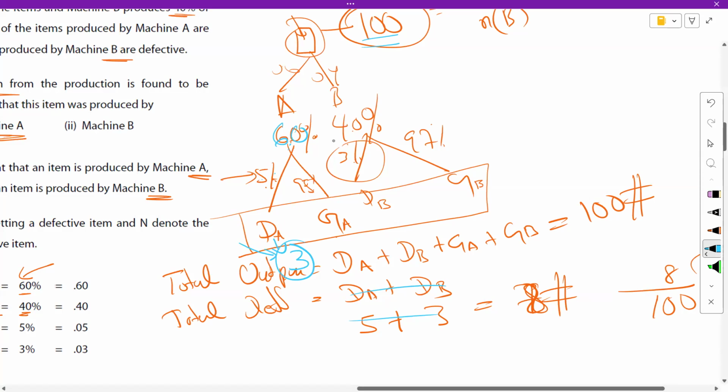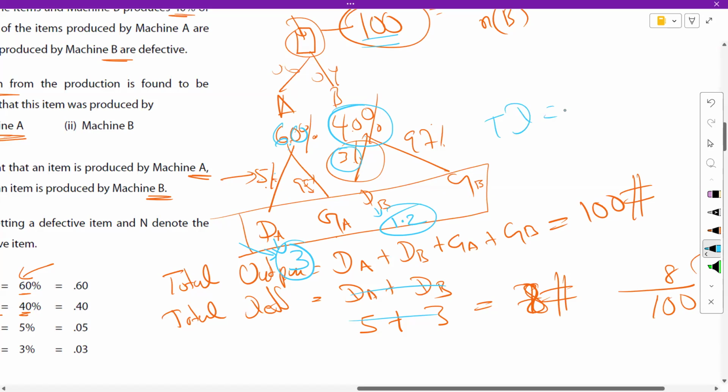And here, this machine produces 40 units, out of which 3% are defective. Then tell me, what's the number of defective outputs here? 1.2. Is it right? Is it correct? Correct or wrong? Correct. Yes.